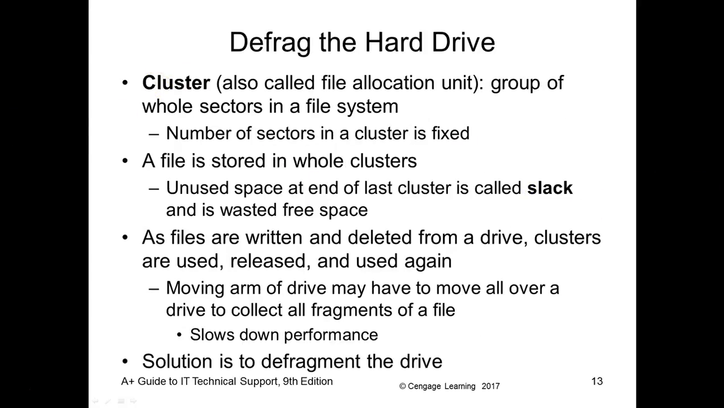Just a couple terms to help you understand this. First you have a cluster, also called a file allocation unit, which is a group of sectors on a file system. The number of sectors in a cluster is going to be fixed, so a file is going to be stored in whole clusters. That helps improve the read and write time. Any unused space at the end of the last cluster is called slack. It's wasted space.